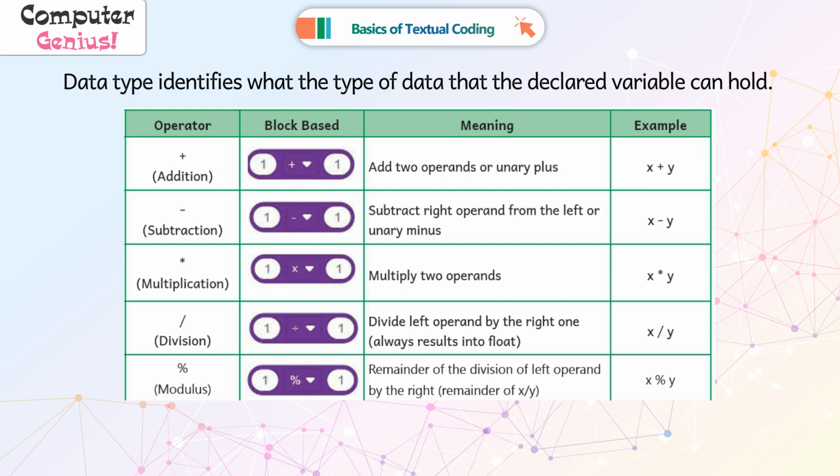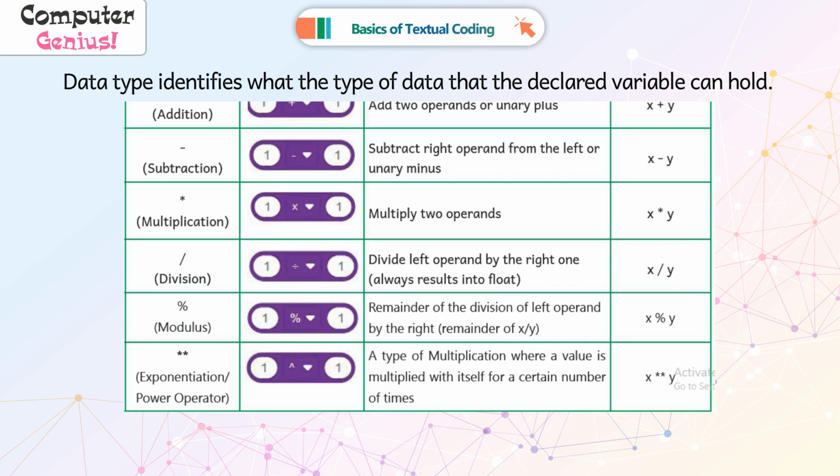Modulus: remainder of the division of left operand by the right, remainder of x divided by y, x modulus y. Exponentiation or power operator: a type of multiplication where a value is multiplied with itself a certain number of times. X raised to the power y.